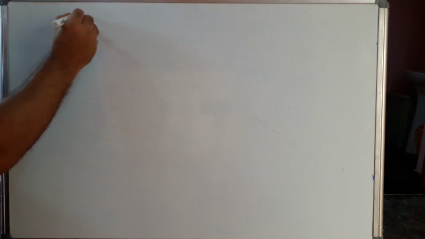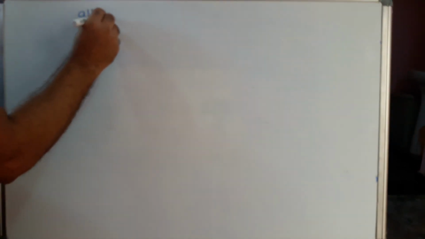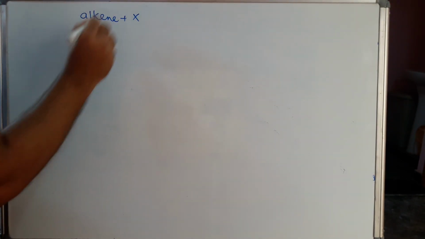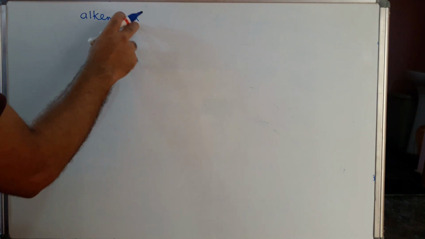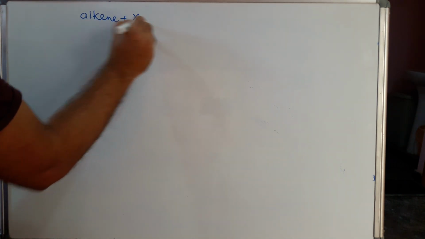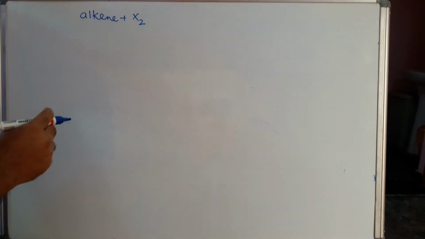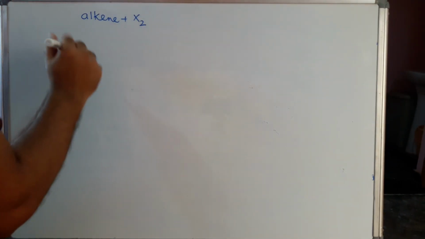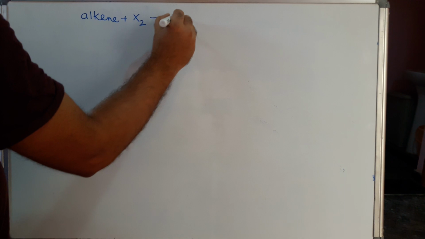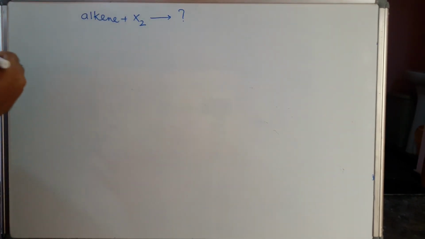Hi students, today I am discussing halogenation of alkene. Alkene plus halogen. The halogen is generally represented as X2, because it can be F2, Cl2, Br2, or I2 type. The alkene reacts with the X2. Then what products are we getting here?